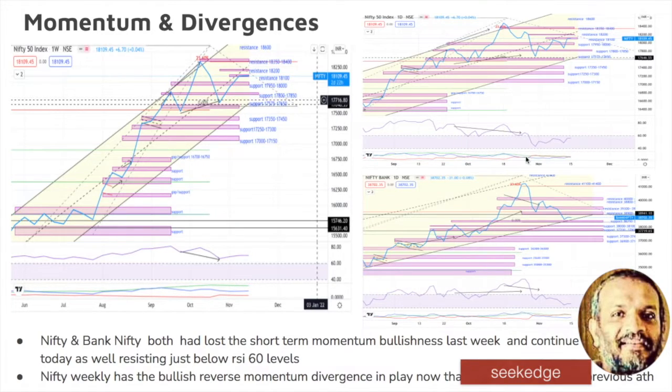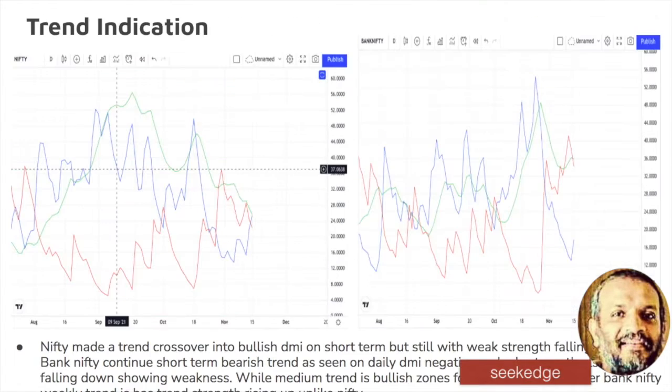And momentum, you can see that it has lost the momentum in the short term, to sideways from the bull zones, and now it is sideways on both indices, you can see. But on the medium term and long term weekly and monthly charts, the momentum is intact in bullish zones itself, and divergence is only on the Nifty, which is another reason to say that Nifty is more bullish now.